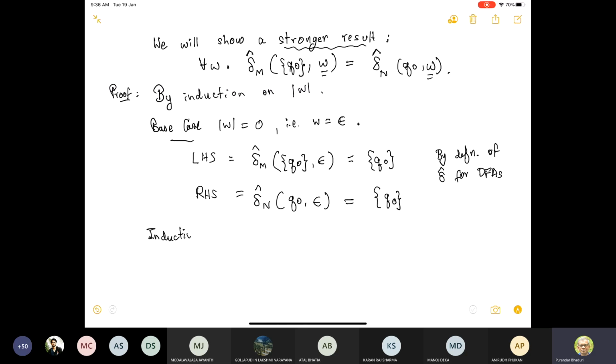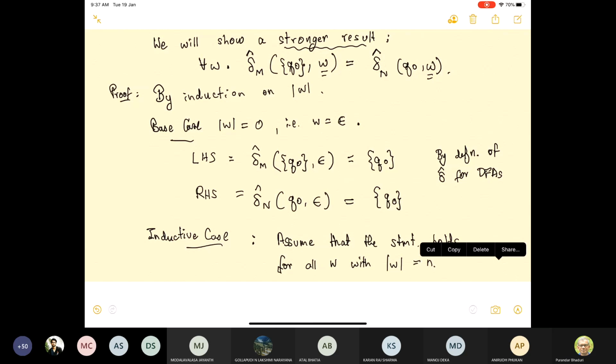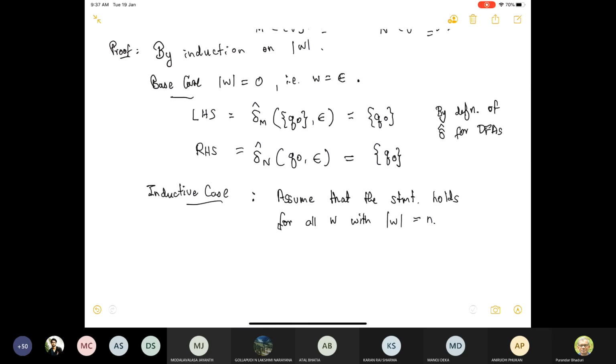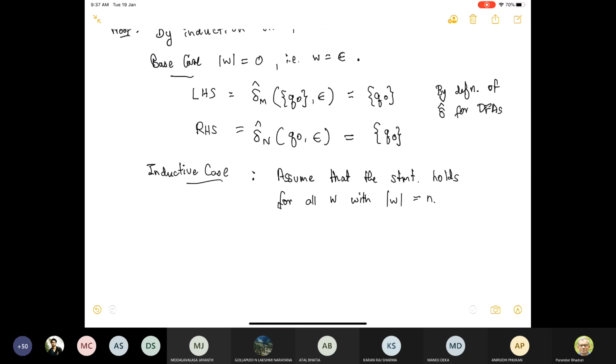Let's come to the inductive case. So here we assume that the statement holds for all W with the length of W equal to N. And we are going to show it for any string with length N plus 1, right?